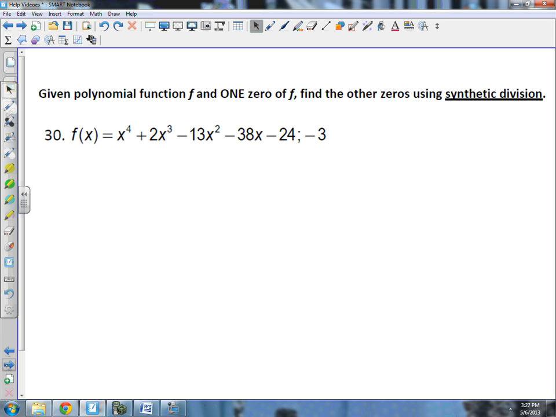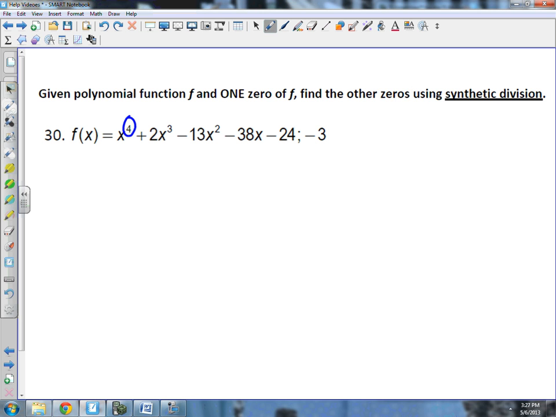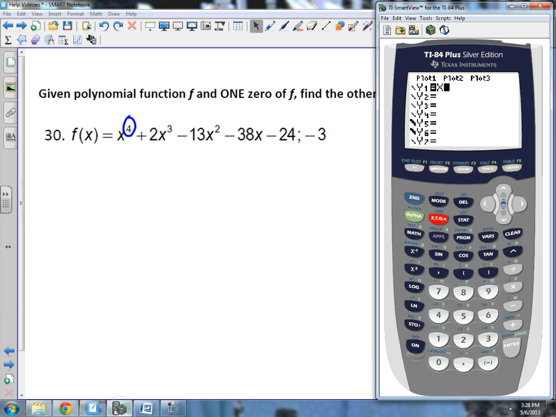All right, moving on. Given the polynomial function f and 1 zero of f, find the other zeros using synthetic division. For this problem, I'm going to go to my calculator. And for the purposes of this, I'm going to type it in. Because I'm looking at this and I'm like, I got an x to the 4th. And if I do synthetic one time, I'm not going to be able to get the rest of the solutions because it would only be down to x to the 3rd. And I'm not too sure exactly how to solve that.